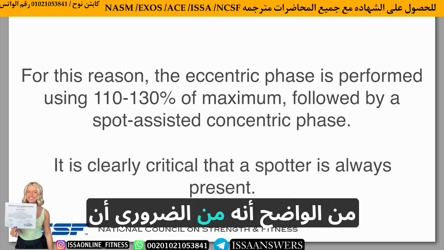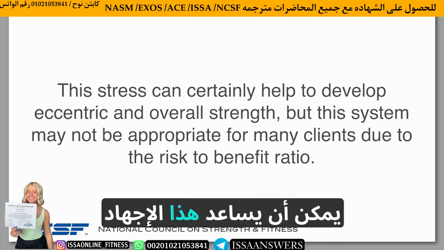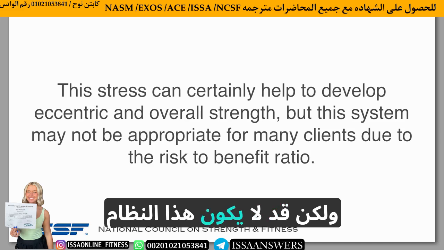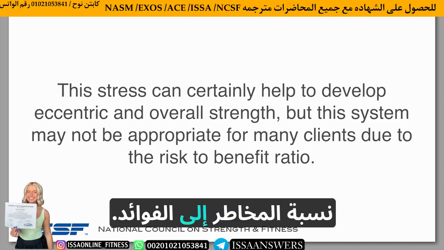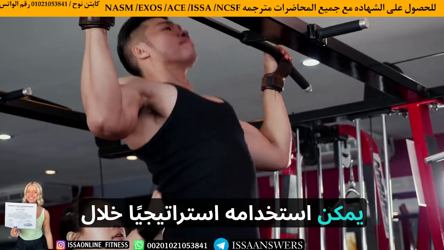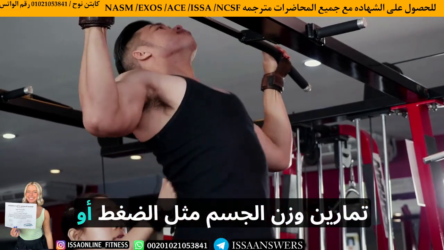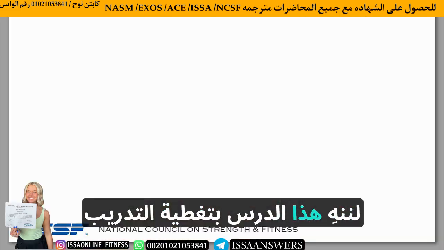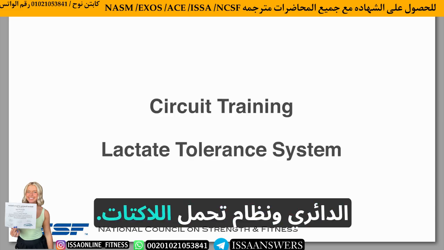It is clearly critical that a spotter is always present. This stress can certainly help to develop eccentric and overall strength, but this system may not be appropriate for many clients due to the risk-to-benefit ratio. However, it can be strategically used during bodyweight lifts, such as push-ups or pull-ups, to help develop functional strength. Let's finalize this lesson by covering circuit training and the lactate tolerance system.